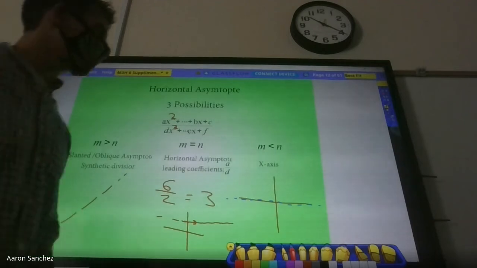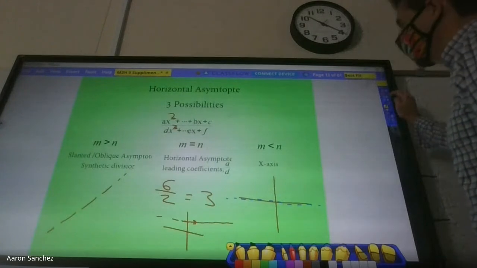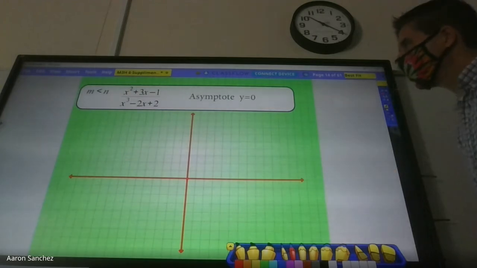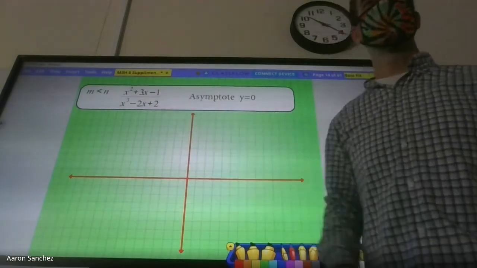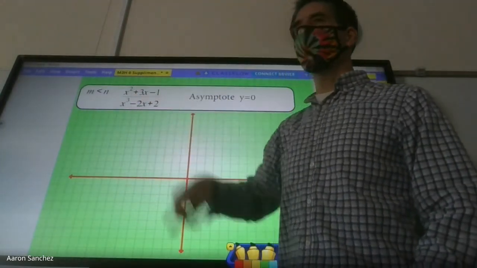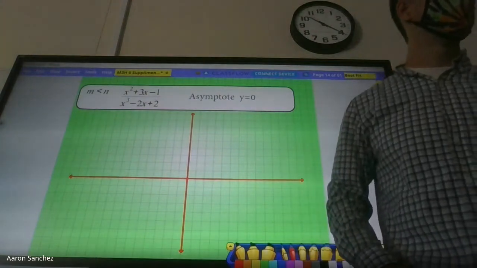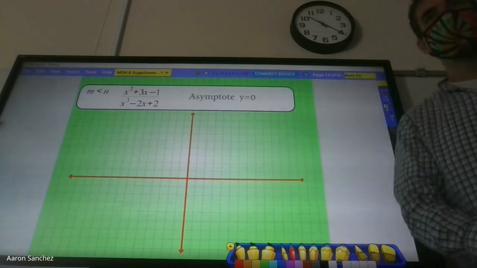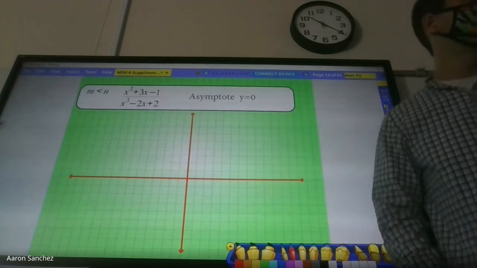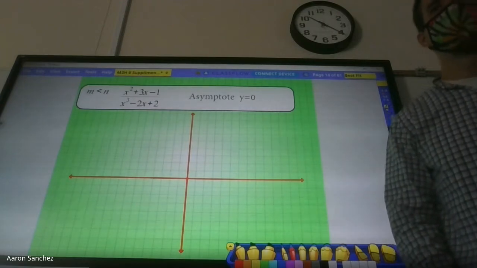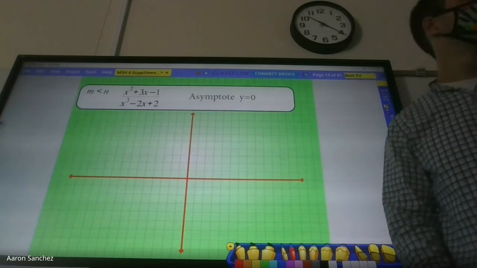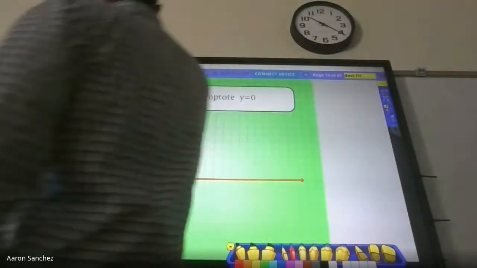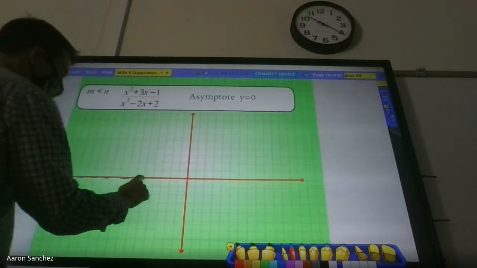Okay, let's go over some horizontal asymptote examples. You can write this as your notes if you want. Okay, which situation is this? Which one is bigger? The m or the n? Top one or the bottom one? The n is bigger. Okay, so tell your neighbor where the horizontal asymptote is. You guys are right. It's the x-axis, right? If this one's bigger, then it's right here on the x-axis, and boom.